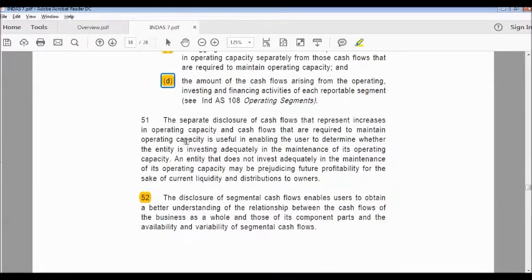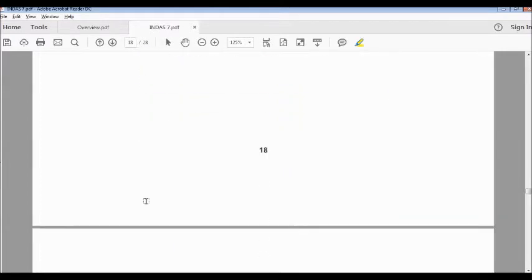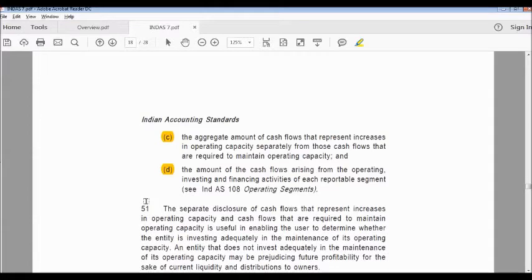And then clause number 52 is also added, so that clause was also not there earlier. What it says, like clause number 50, then subclause C and D, is that you have to disclose the aggregate amount of cash flow that represents an increase in operating capacity separately from those cash flows that are required to maintain operating capacity.